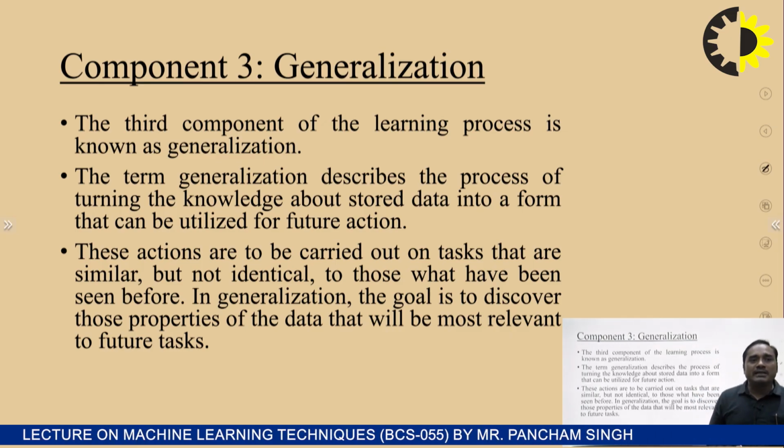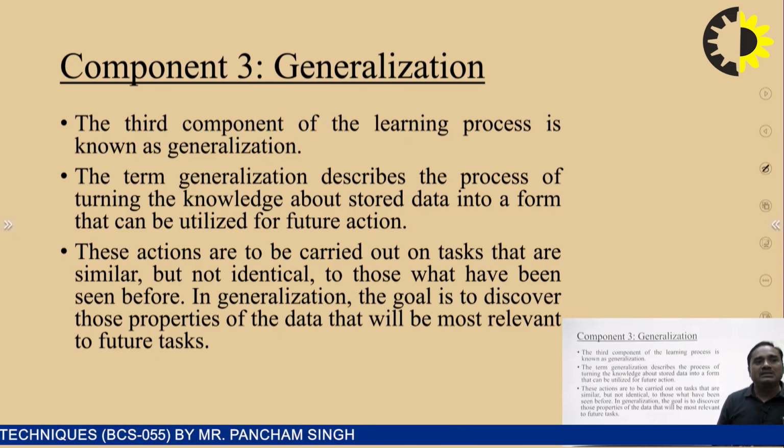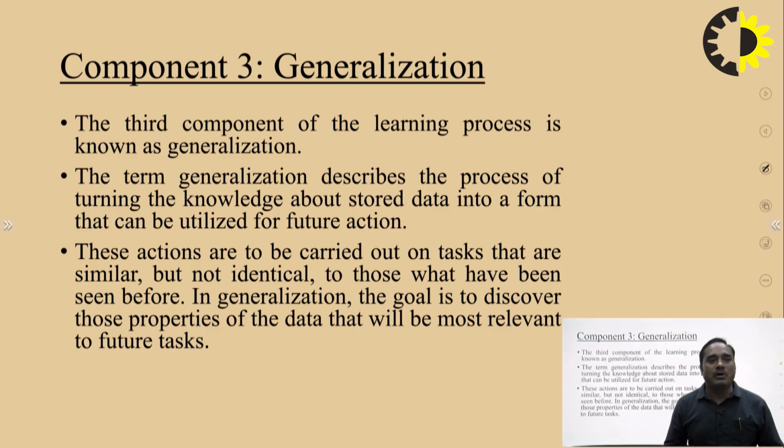These actions are to be carried out on tasks that are similar but not identical to those we have seen before. Basically this is carried out on tasks that are similar. Maybe some task is already available in the data set. For example, if you are accessing the same type of data that is available in the storage, it will automatically extract the type of data that is needed by the users, by the human. So the machine is working on the data set which is available, and on the basis of that, it will act on the future perspective.